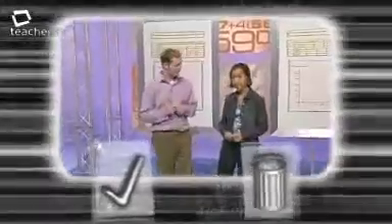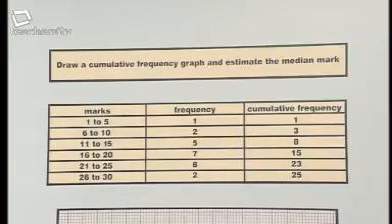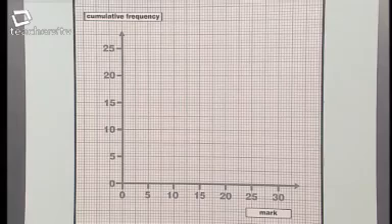OK, this is the bit where Katie and I both tackle a typical maths question, but only one of us does it correctly. The other makes a deliberate mistake, which you have to spot. You decide. Do you tick it or trash it? The table gives information about the marks scored by 25 people in a maths test. On the grid, draw a cumulative frequency graph and estimate the median mark. Pens ready? Let's go.